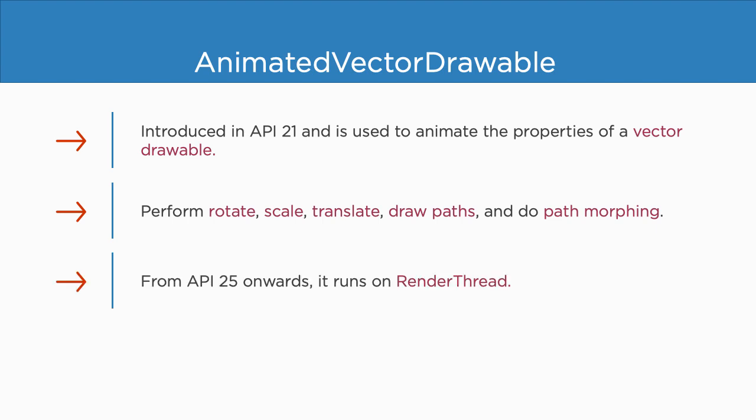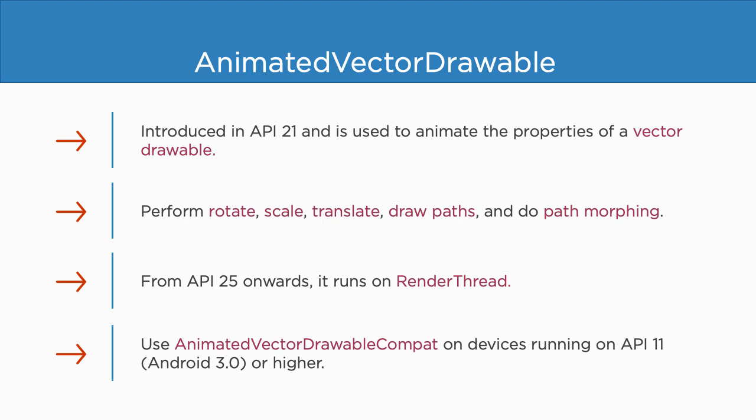Starting from API 25, that is Android Nougat, AnimatedVectorDrawable runs on RenderThread. And on earlier APIs, this class used to run on UIThread. Which means, starting from API 25, the animations in AnimatedVectorDrawable can remain smooth even when there is a heavy workload on the main UI thread. To enable backward compatibility below API 21, you can use AnimatedVectorDrawableCompat class, so as to extend support to devices running on API 11 or higher.